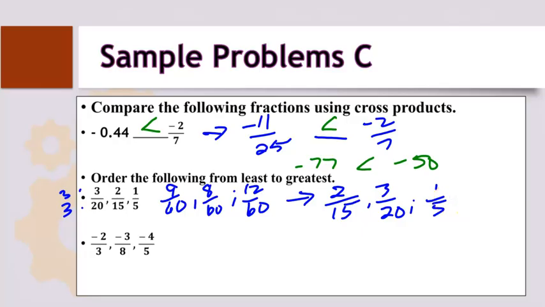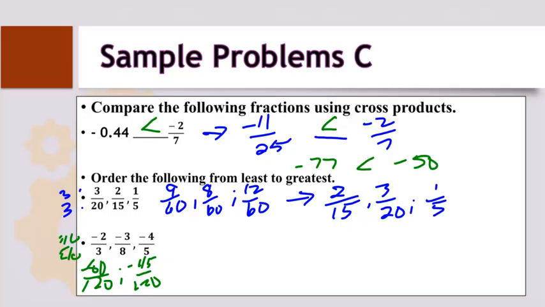Next, common denominator of 3, 8, and 5. So that would give us 3 times 8 times 5 would give us 120. So if I multiply this by 40 over 40, this would give us 120, so negative 80. 120 divided by 8 is 15. So 15 times negative 3 would give us a negative 45 over 120. And 120 divided by 5 would give us 24.